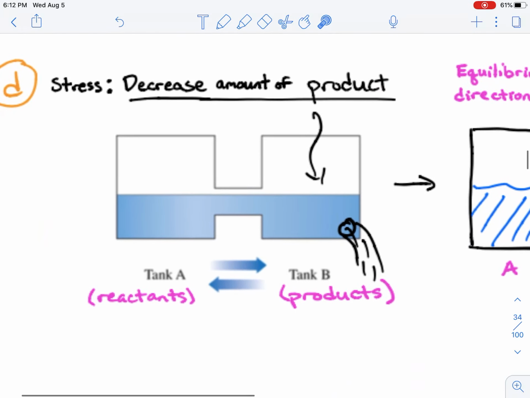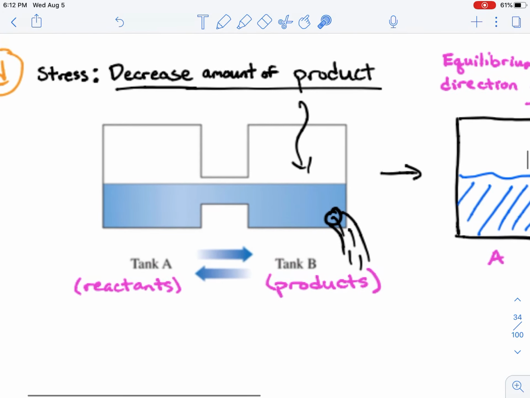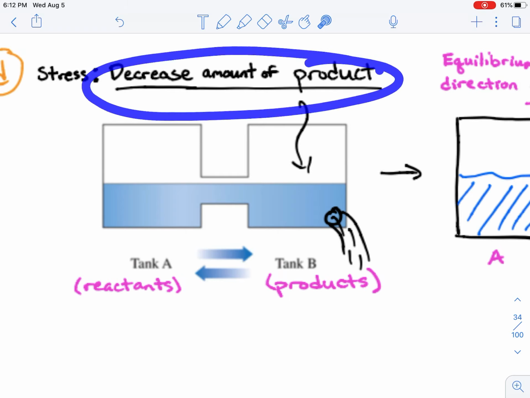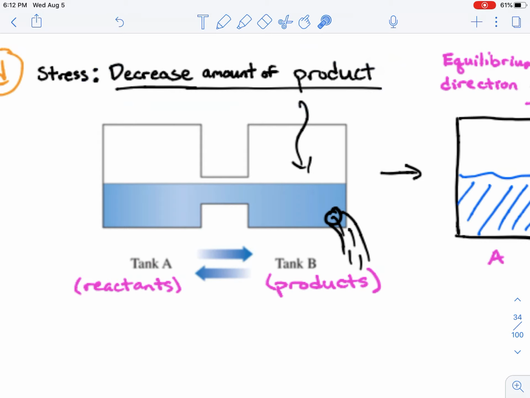So looking at our last scenario, here we have tank A and tank B once again. The disturbance or the stress that's applied to this chemical system would be a decrease in the amount of product. In other words, we're going to puncture a hole in this tank that's going to decrease the amount of liquid in tank B.